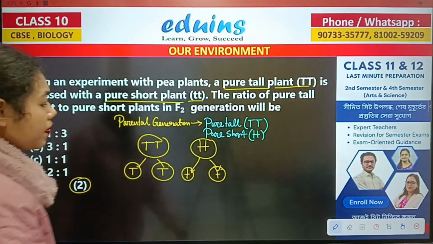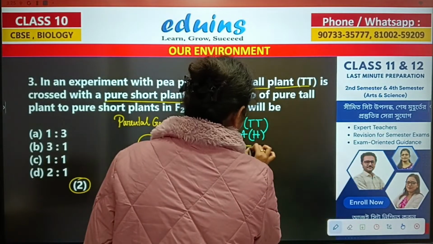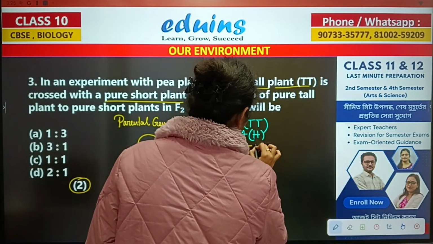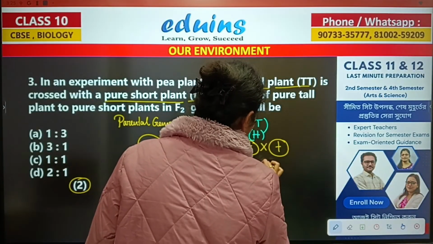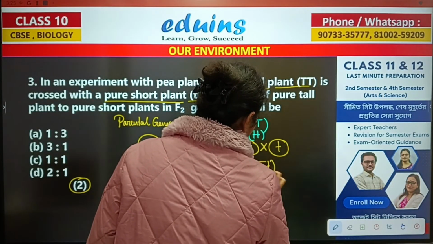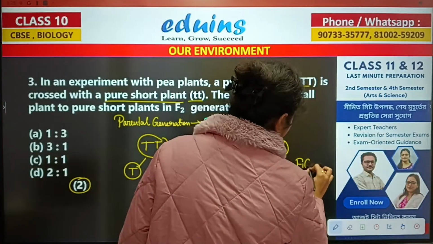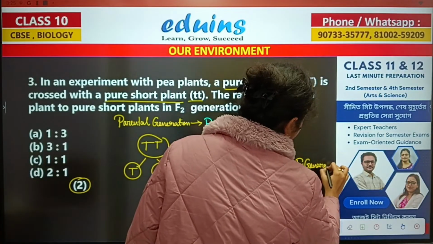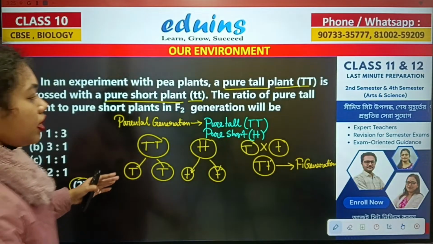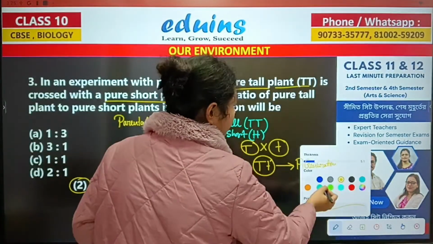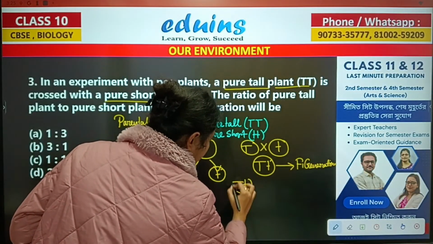Okay, so now we have to cross between them. If we cross them, then the gamete will be capital T, small t. So this is the F1 generation. So the question is, what will be the F2 generation? Capital T, small t.